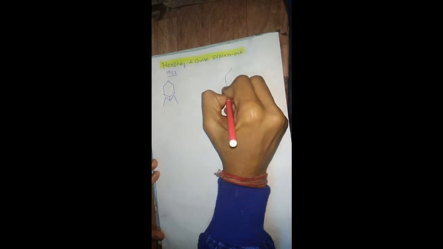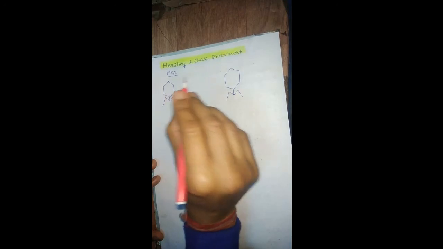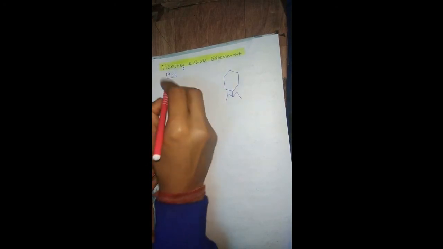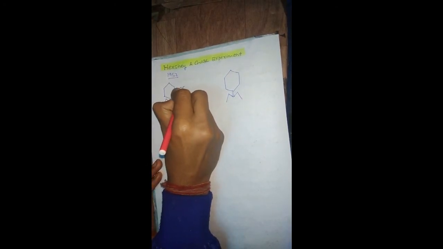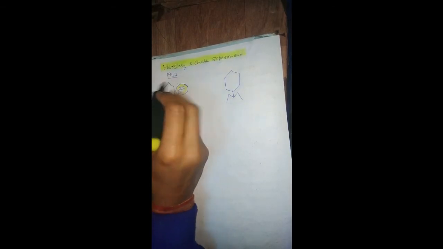Okay, so I should draw the structure of a bacteriophage. This is a bacteriophage, and this is the second bacteriophage taken in this experiment. So what Hershey and Chase did was, they took a bacteriophage and radioactively labeled this one with sulfur 35. So let's take sulfur 35, the radioactively labeled part. This is sulfur 35 in the protein coat. This is all the bacteriophage's protein coat.